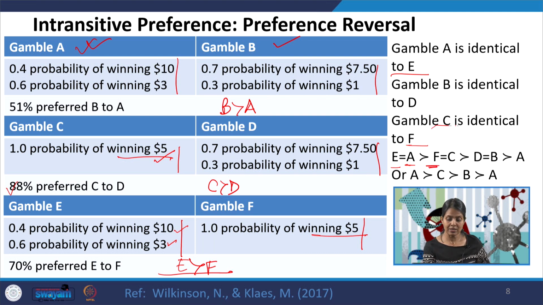So, F was equal to C. C was preferred to D. Now, D and B are identical, and B was preferred to A, which implies that if I combine all of them together, I will be finding A preferred to C, preferred to B, preferred to A. So, overall this is an intransitive preference, or we call it preference reversal.